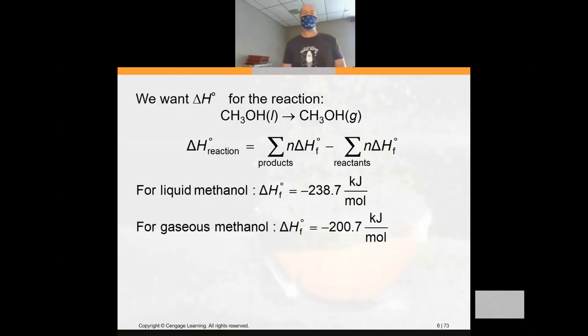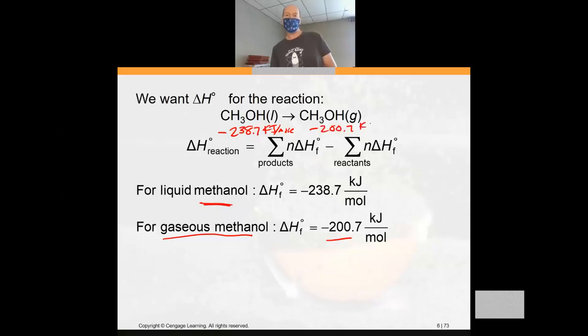On Appendix C, the delta H naught formation for liquid methanol, right here, is negative 238.7 kilojoules per mole. And the gaseous methanol from that table is negative 200.7 kilojoules per mole. To get the answer, you take your products, the negative 200.7 kilojoules per mole, but we have just 1 mole.